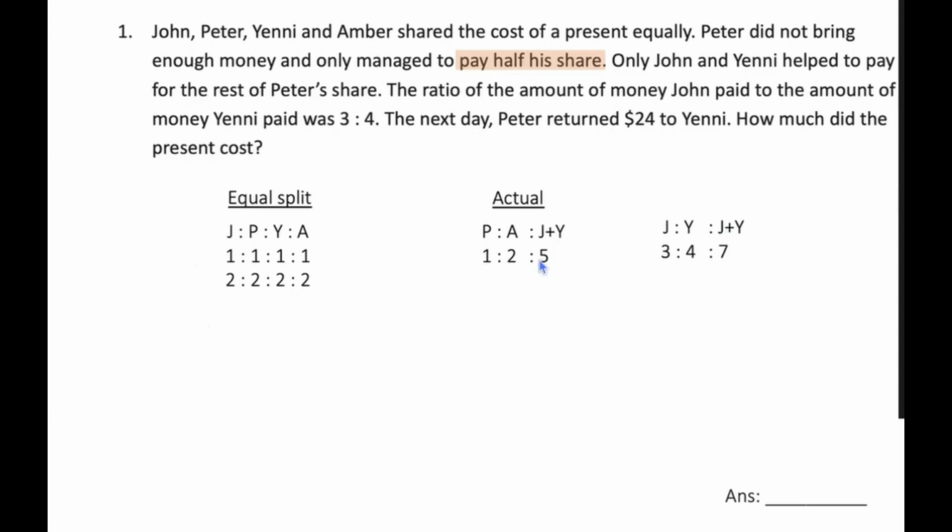Alright, so let's make these two the same first. Multiply by 7. Multiply by 5. This is what we get. Okay? So Amber is 14. Over here, Amber has to be the same, because Amber didn't change. Before, Amber is supposed to pay the same value as Amber in the end. So let's make this into 14. Now we have the common base done. Amber, John plus Yenny, and Amber. Peter is still half. 14 divided by 2, 7. So we have the common base all done.